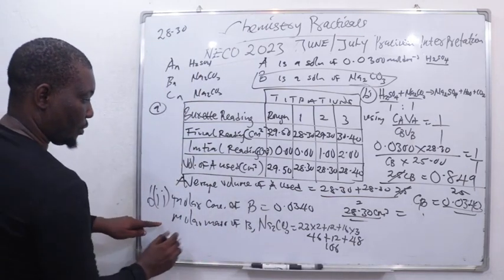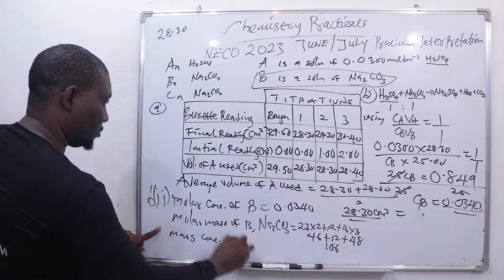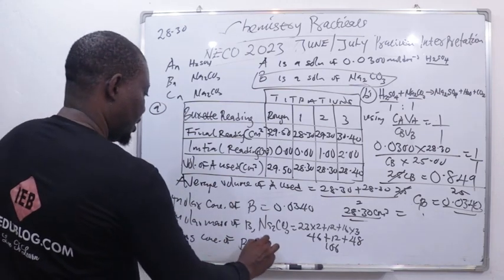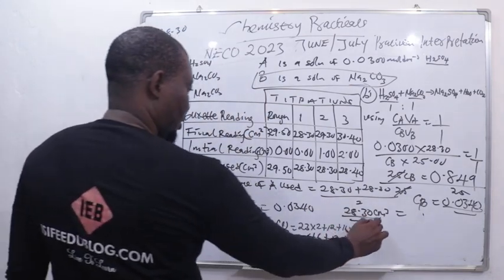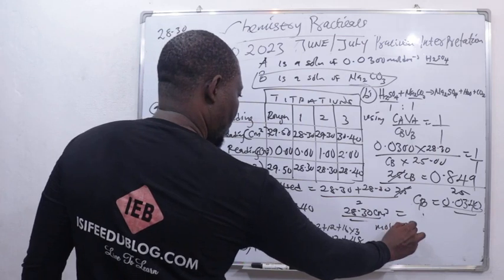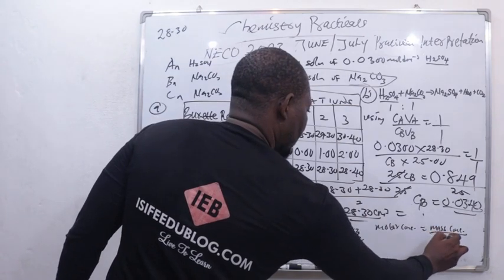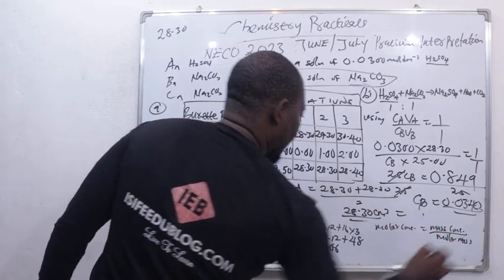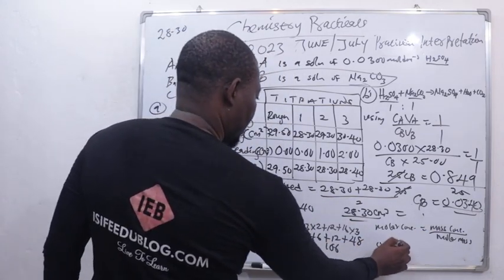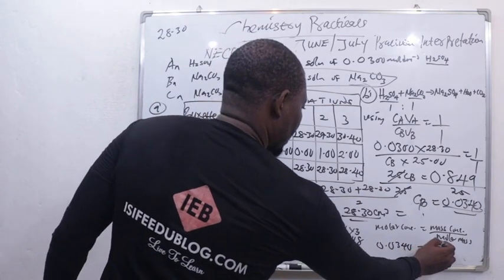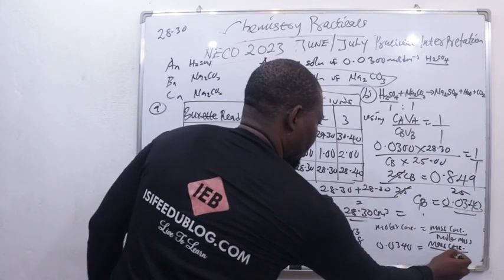Now we are going to find the mass conc of what? B. The mass conc of B. B is still Na2CO3. This is unknown. So let's use this relation here: molar conc is equal to mass conc over molar mass. Let's plug in these values. Our molar conc 0.0340 is equal to mass conc, that's concentration in gram per dmq, all over molar mass, 106.